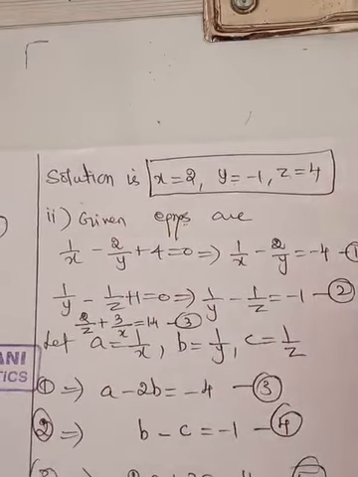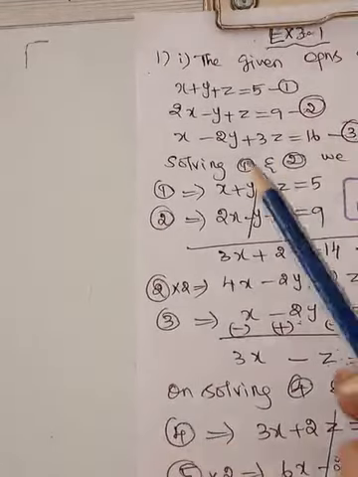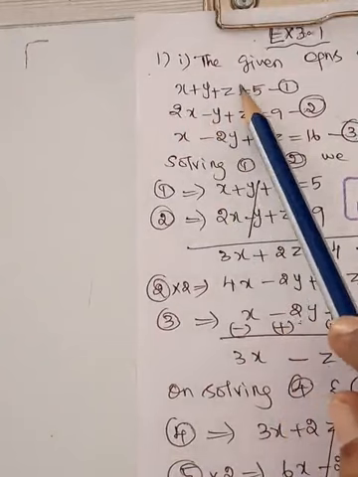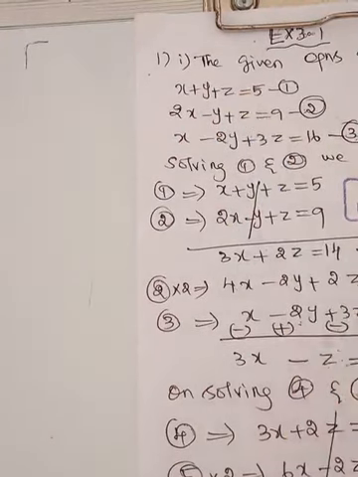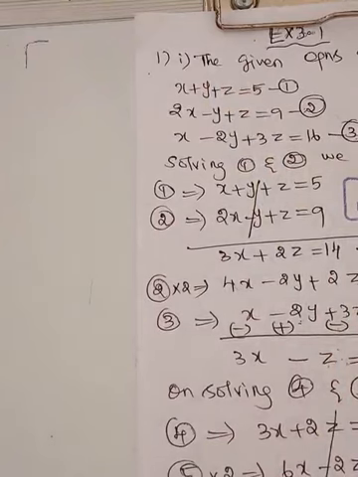So the question is solve. Solve means we should find out the values of the unknowns x, y, z. We got the values for x, y, z as 2, minus 1, 4. That is the solution, that's all.